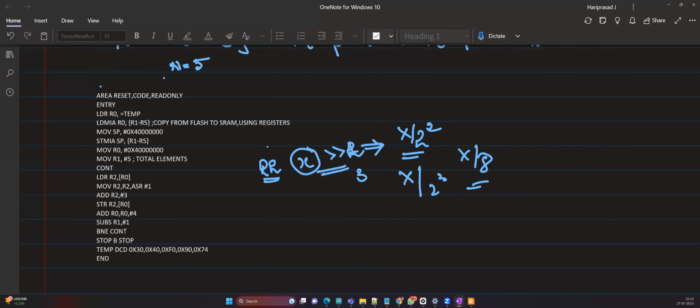Here I am shifting just 1, so this will become X by 2. Then I am adding R2 plus 3. X by 2 plus 3 I am doing.